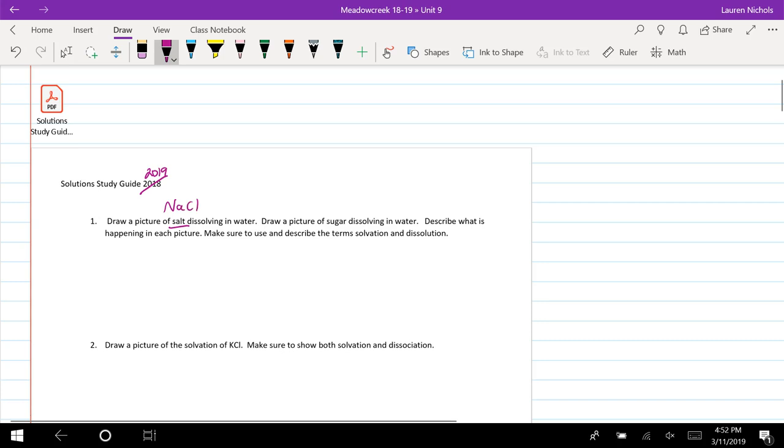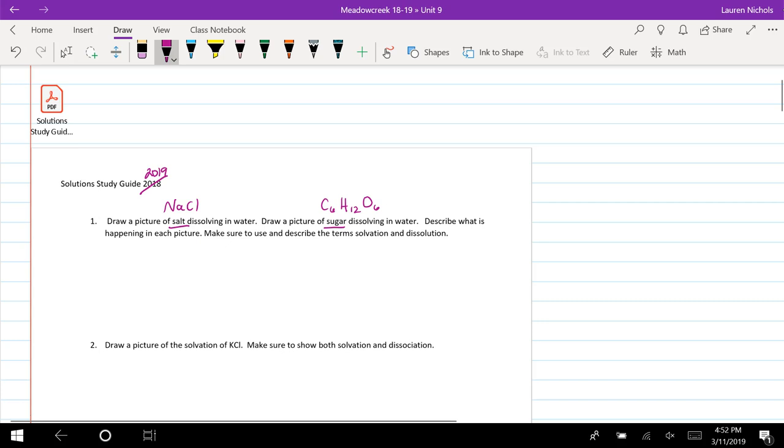And then it says draw a picture of sugar. Okay, sugar is C6H12O6, dissolving in water. Describe what's happening in each picture. Make sure to use and describe the terms solvation and dissolution. Okay, so first things first.